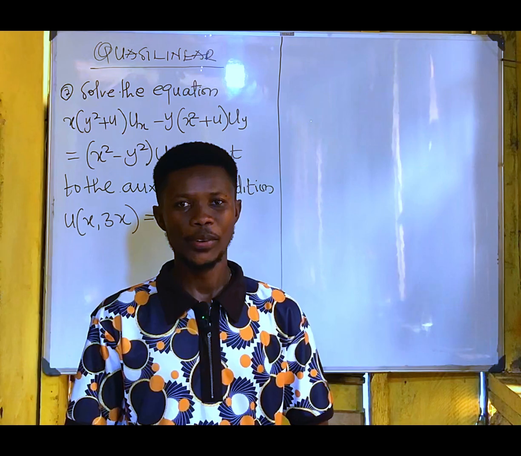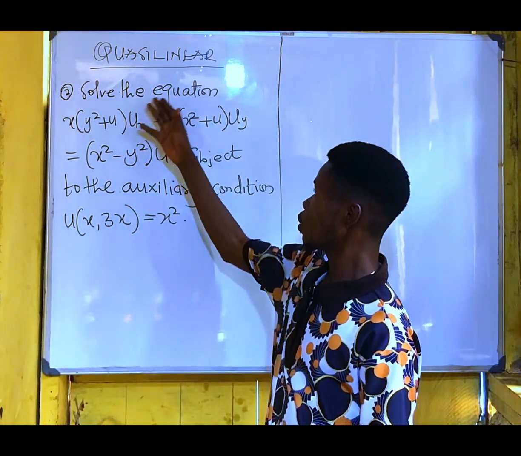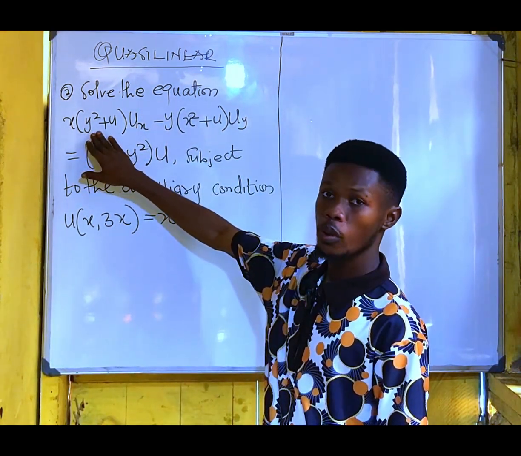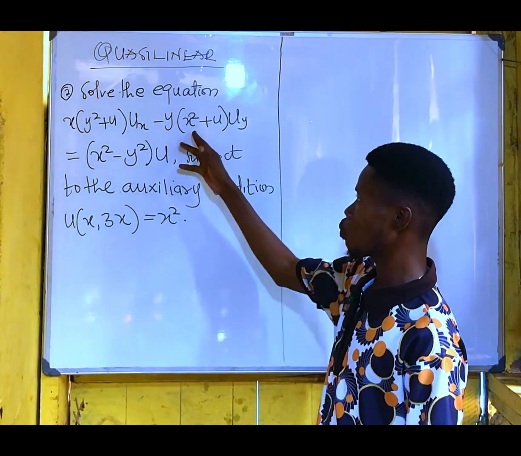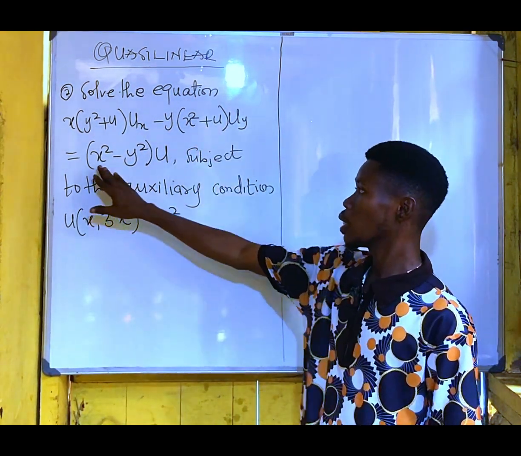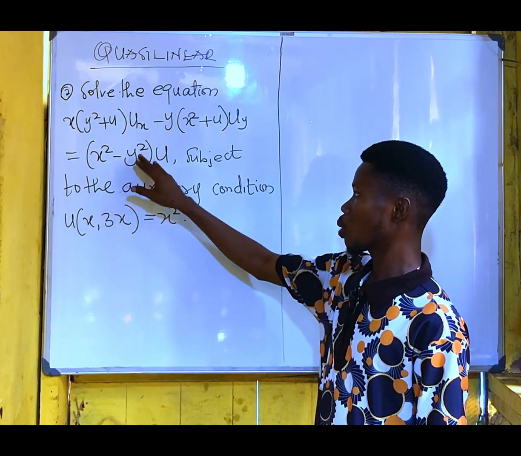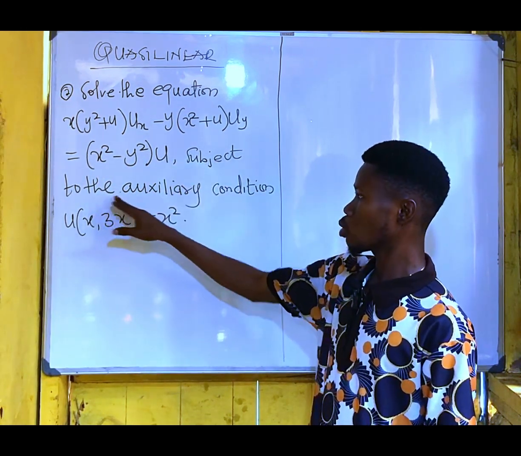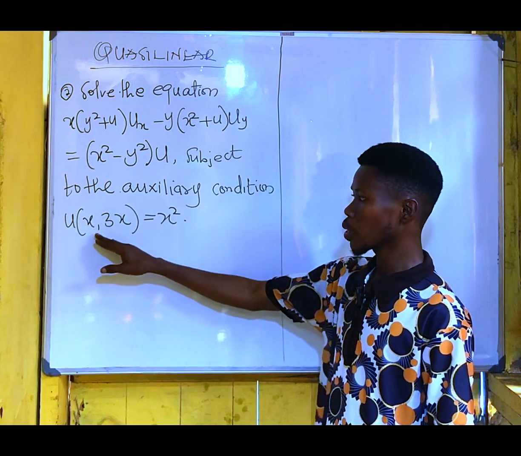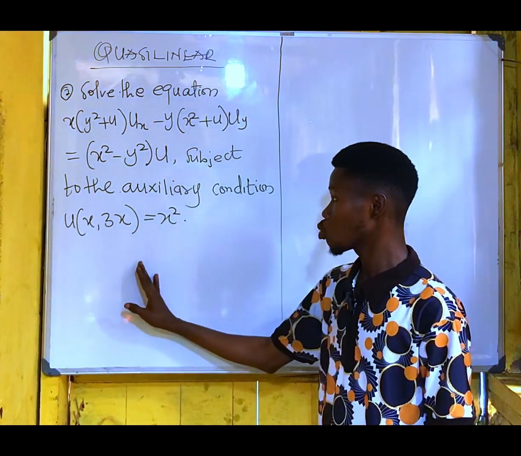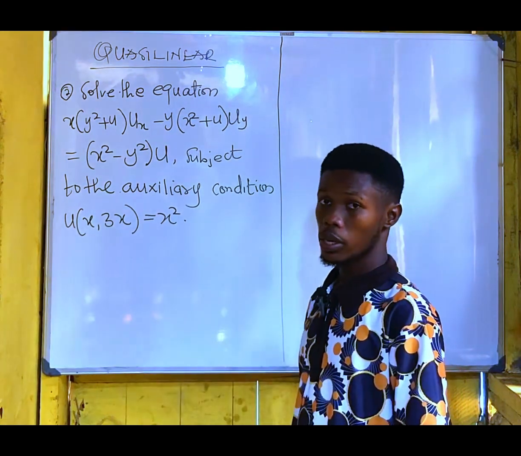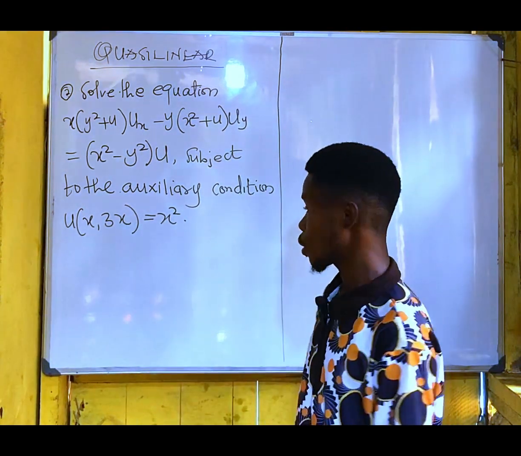Okay, now let's look at the second question. Solve the equation x bracket open y squared plus u close bracket u_x minus y bracket open x squared plus u close bracket u_y equals bracket open x squared minus y squared close bracket u, subject to the auxiliary condition u of x comma 3x equals x squared. Is that okay? So we are going to solve this still using the method of characteristics.